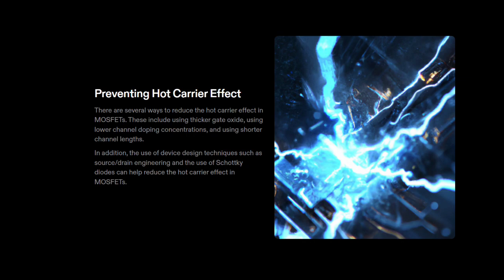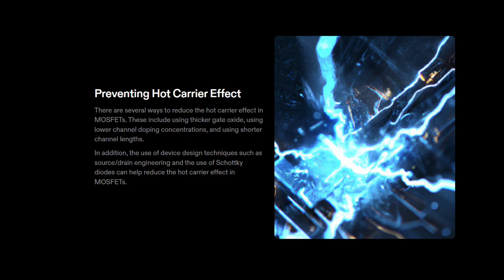Preventing hot carrier effects. How to prevent those hot carrier effects? There are several ways to prevent them. This includes thicker gate oxide. The gate oxide thickness has to be increased, because the increased thickness of the gate oxide results in creating more distance between the source and drain terminals. This will reduce the overall oxide capacitance of this MOSFET. So this will also reduce the doping concentrations.